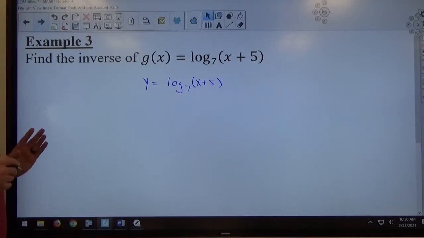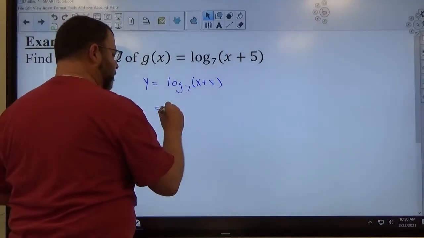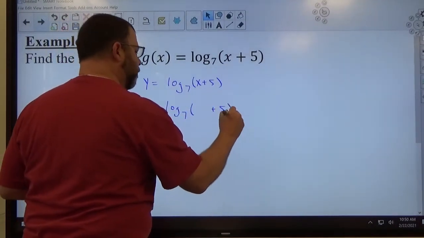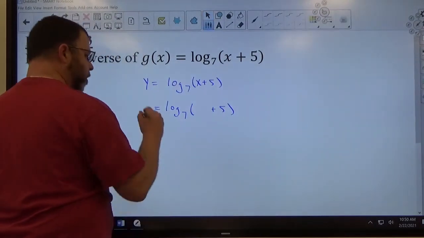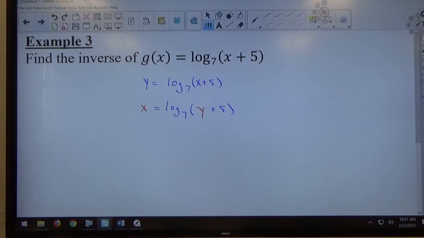I want to make an exponent, or I want to make an inverse function here. So everything that's not x and y stays exactly as it is. Equals log base 7, parentheses, plus 5, all stays the same. Y becomes x, x becomes y. That's how we make an inverse function. Everything stays exactly the same. X becomes y, y becomes x. That's all you have to do.